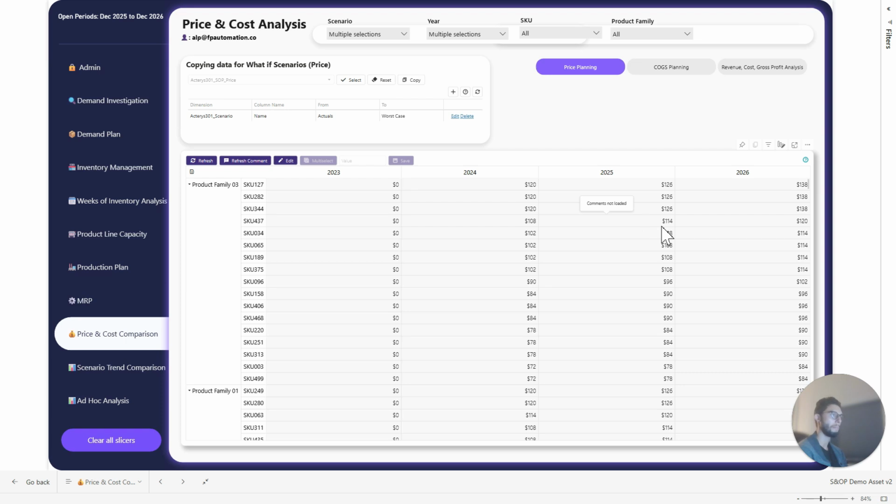By hitting the edit function right here and by giving you the ability to copy SKUs between scenarios, you can easily adjust various different prices for further years based on new information and new executive management decisions around what pricing should look like in the future for the company on various different SKUs.